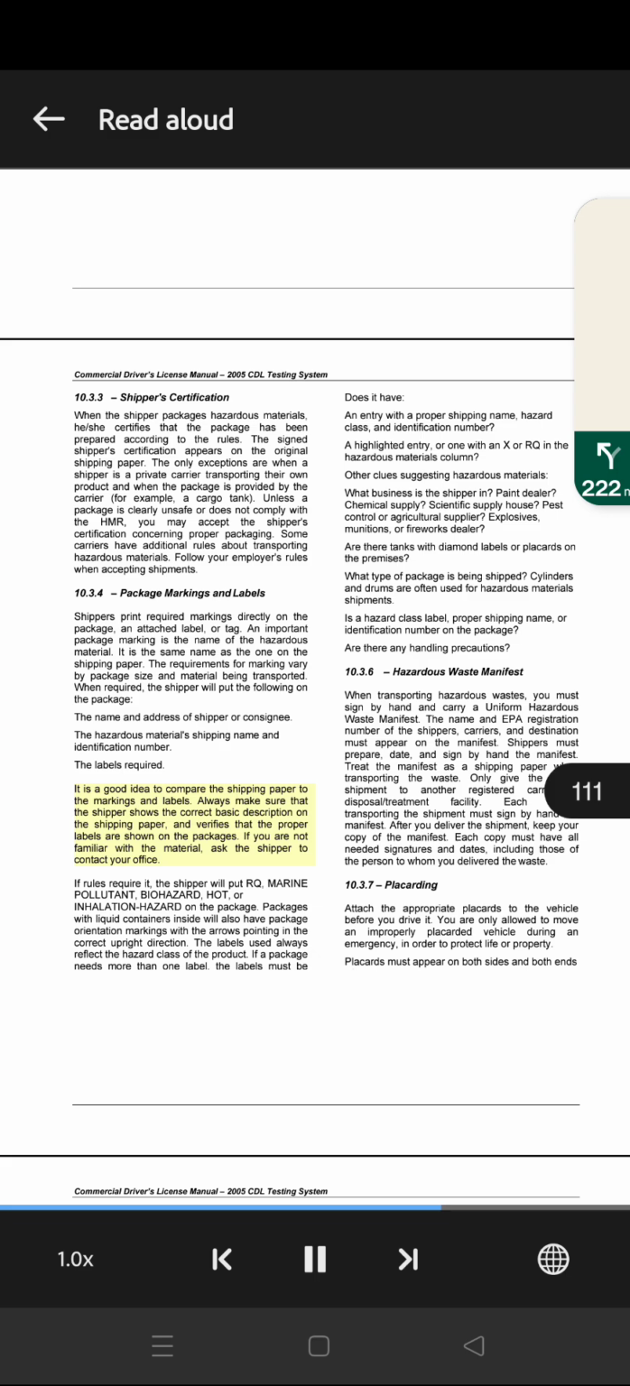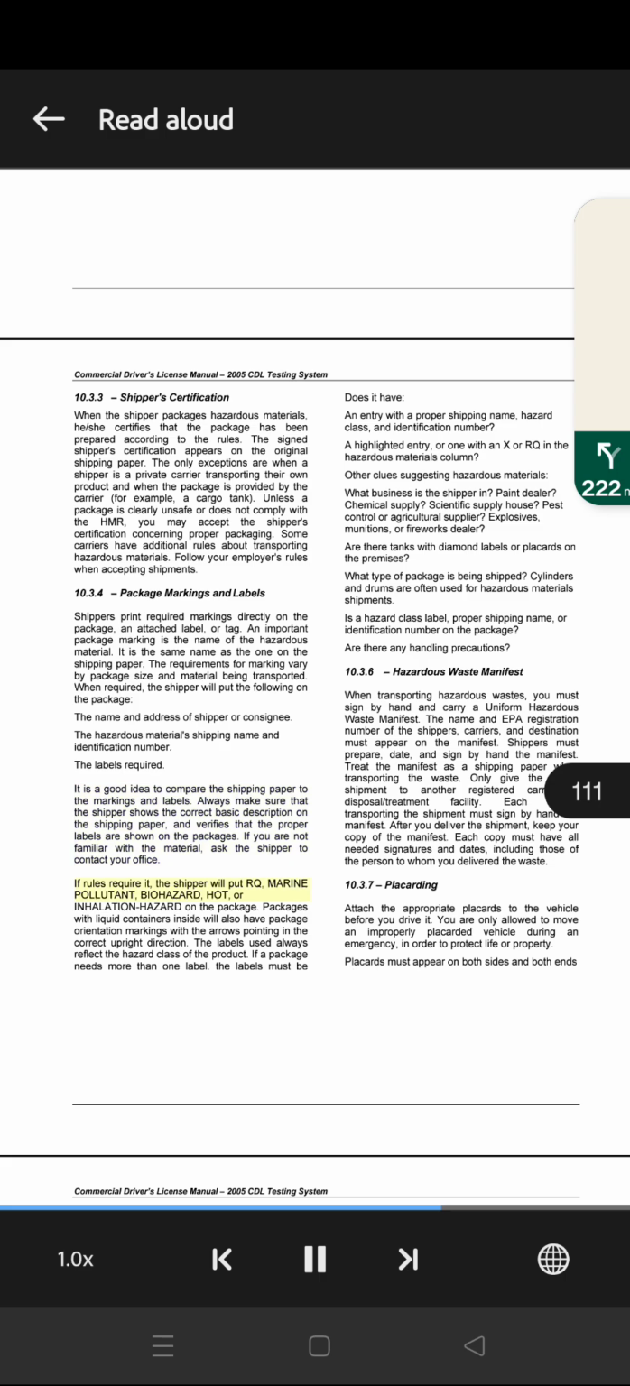It is a good idea to compare the shipping paper to the markings and labels. Always make sure that the shipper shows the correct basic description on the shipping paper, and verifies that the proper labels are shown on the packages. If you are not familiar with the material, ask the shipper to contact your office.